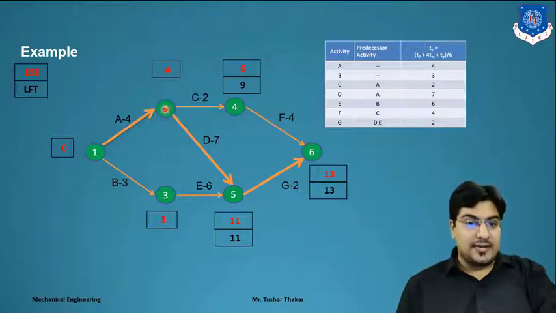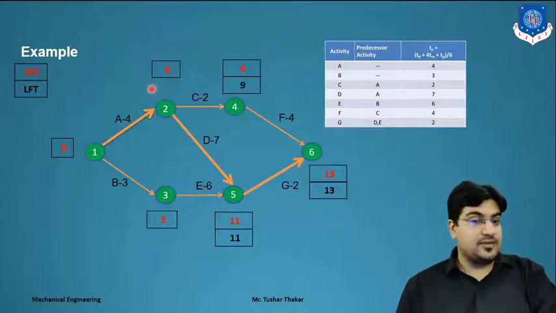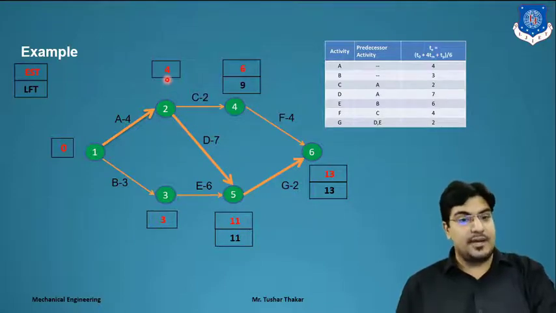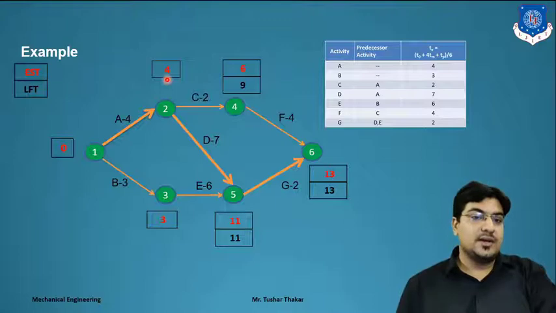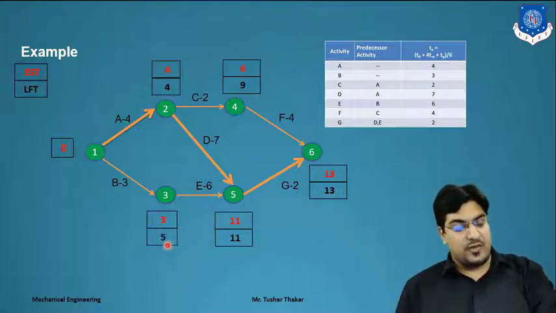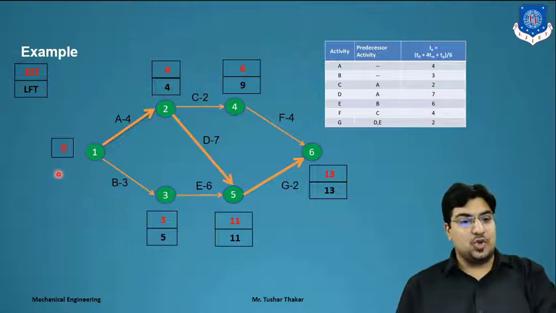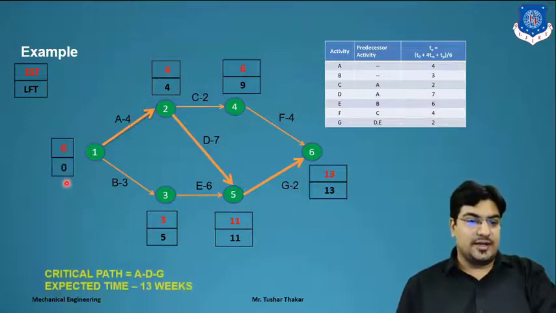Now again at node 2, 9 minus 2 is 7, and here 11 minus 7 is 4. Which one is minimum? 11 minus 7, that is 4, is the minimum value, so we indicate the value 4. And for that, here 11 minus 6 is 5. So here 4, here we get 5. Again at node 1, 4 minus 4 is 0, and 5 minus 3 is 2. Which one is minimum? 0. We indicate that here.